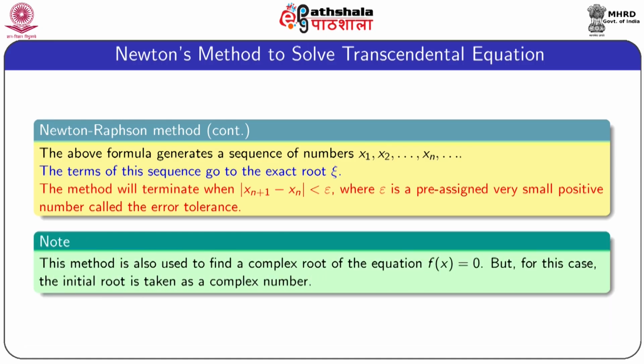The Newton-Raphson method described in the earlier slide may be used to find a complex root of the equation f(x) = 0, but in this case the initial root must be taken as a complex number instead of a real number.